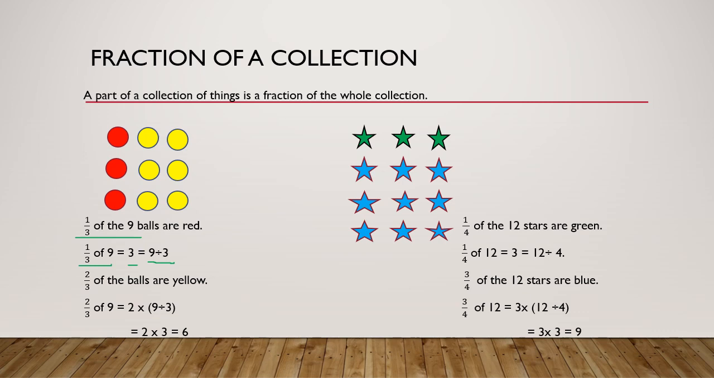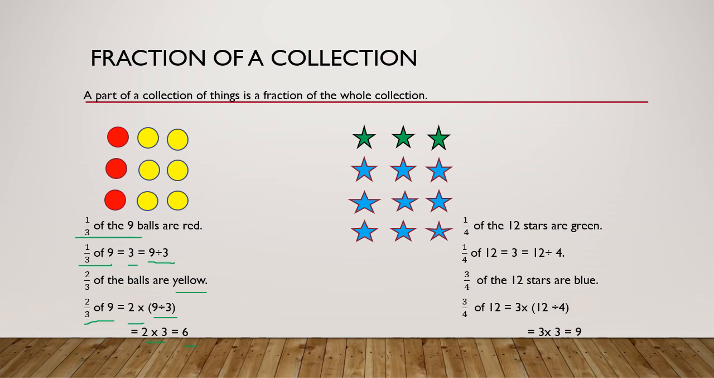Now we are having 2/3 of the balls are yellow. So how many are in numbers? So we'll write it as 2/3 of 9. This is equals to 2 multiply by 9 divide by 3. So using BODMAS, first we divide the number. We get 3. After dividing 9 by 3, we get 3. So 2 multiplied by 3 is equals to 6. So 6 balls are yellow in color.